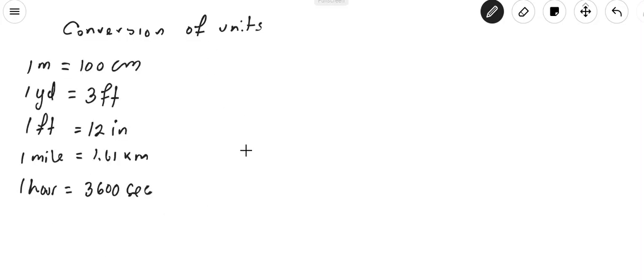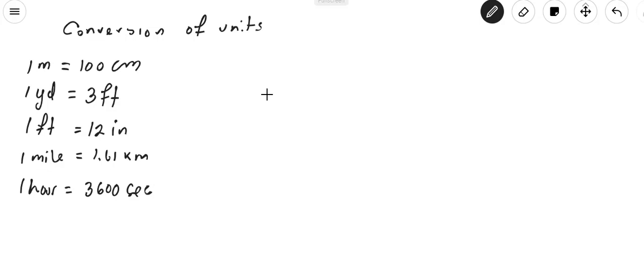Hello students, in this video I want to explain a little bit about conversion of units. The first thing when we are converting units is to know the relation existing between those units that we want to convert. So for example, here I have just a few units.